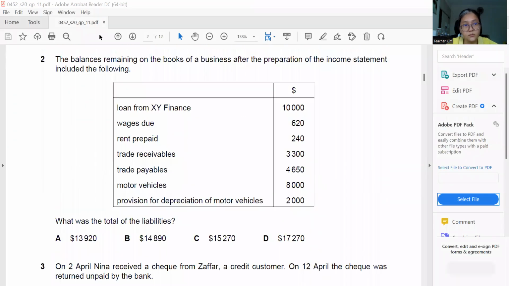Okay, question number 2. The balances remaining on the books of a business after the preparation of the income statement include the following. So what was the total of the liability? Liability has two types, non-current liability and current liability. Which one is a current liability, which one is non-current liability? We identify all the items first. Loan from XY Finance, this is non-current liability. Wages due is a current liability.